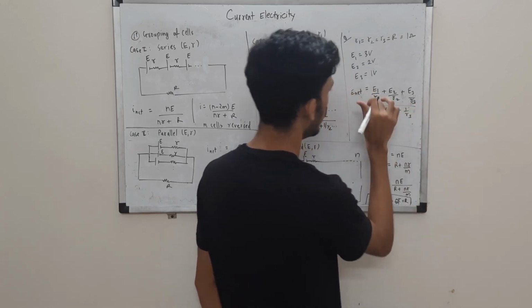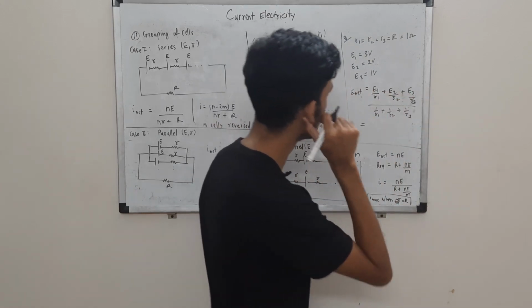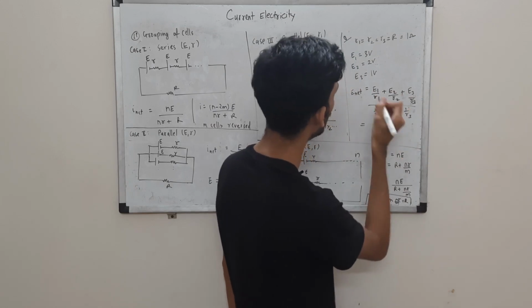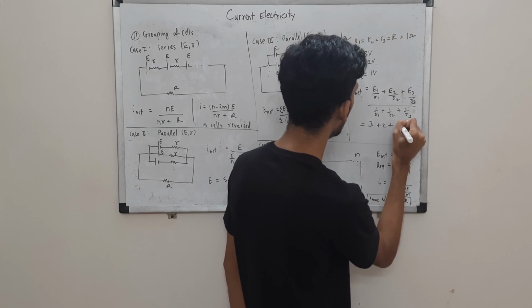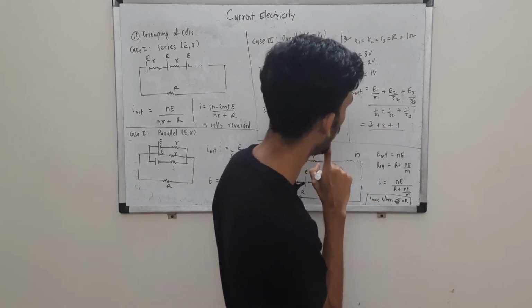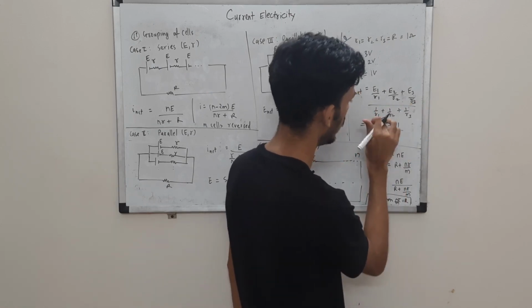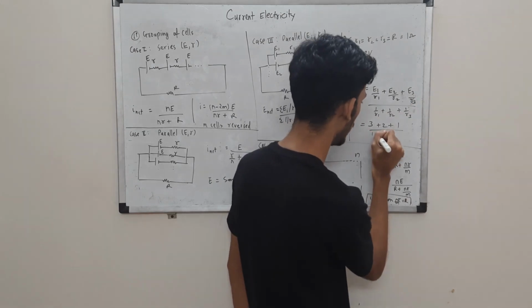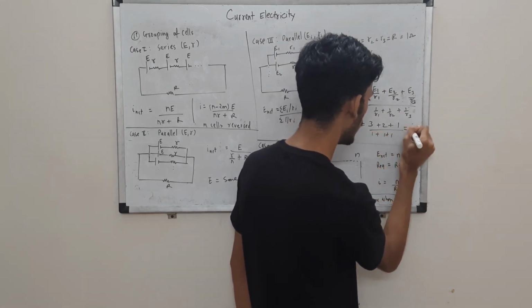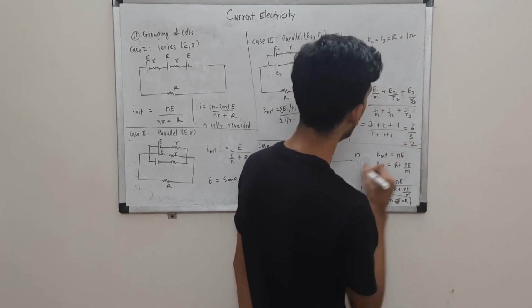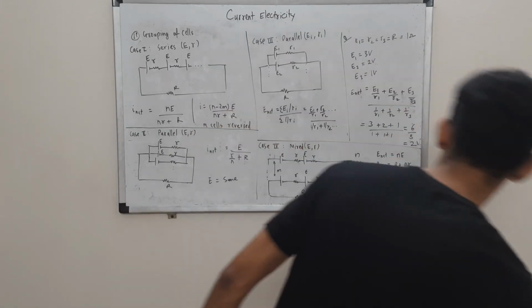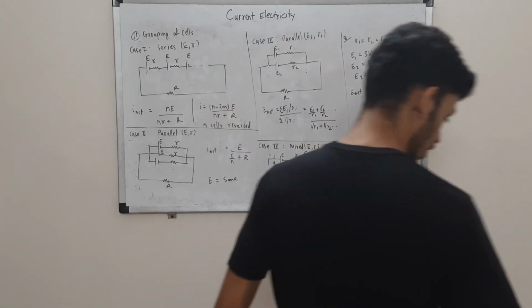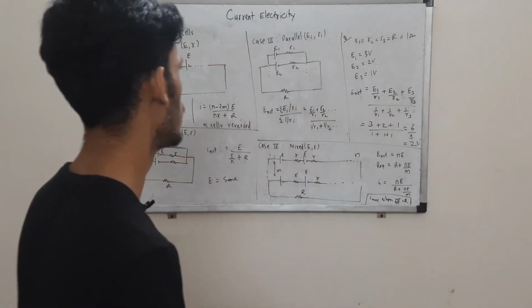So if you see, R1, R2, R3 all are 1, so let's not write them, you can directly do it. E1 is 3, E2 is 2, E3 is 1, and in the denominator we'll have 1, 1, 1, right, divided by 1, 1, 1, so that does not make any difference. So here we'll have 3 plus 2 plus 1, 6 divided by 3, which is 2, right? 2 volts is your answer. Yes, 2 volts is your answer.